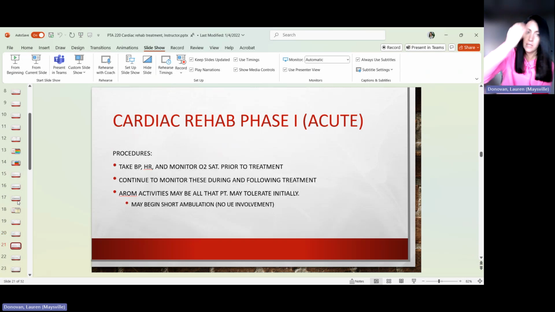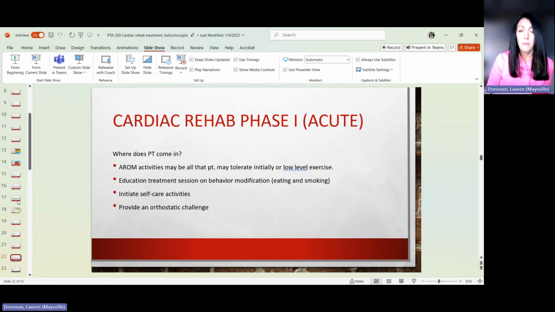So like I mentioned, you're going to be taking their blood pressure, heart rate, and monitoring the oxygen saturation prior to treatment, and you'll continue to do this during and following the treatment. Now, active range of motion activities may be all that the patient can even tolerate initially, and you might be able to begin short ambulation that doesn't involve upper extremity involvement. Meaning they're more than likely not going to be able to use a walker or any other kind of assistive device, because that's probably going to break their sternal precautions if they are on sternal precautions, which you do need to know in that table too. So that's why it says no upper extremity involvement.